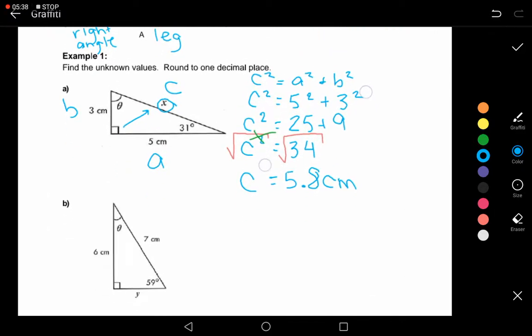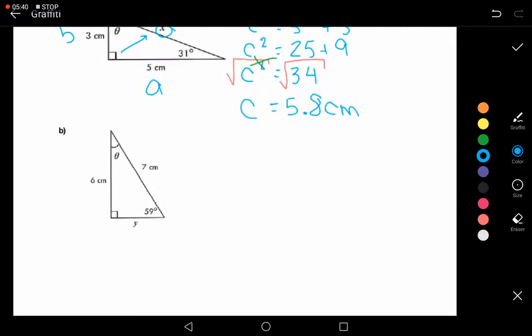So let's look at another example. It's a bit trickier, but the same idea. So again, I'm going to start by labeling my sides. The first thing I'm always going to label is the hypotenuse. I look at the right angle. I know across from the right angle is my hypotenuse, so I'm going to label that C. Always C, and then again, my A and my B don't really matter.